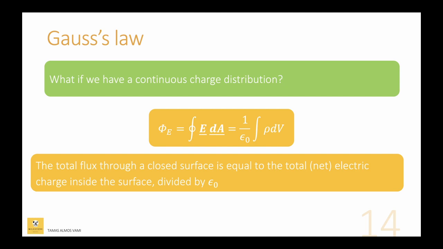And so that means that the right-hand side is not going to be a sum for the charges anymore, but it's going to be an integral for this charge density. If we do the three-dimensional density, then this is a volume integral of this rho charge density. And the text is unchanged, so the general statement that the total flux through a closed surface is equal to the total net electric charge inside of the surface divided by epsilon zero is still true. The point is that it's now just not discrete charges, but continuous charges.